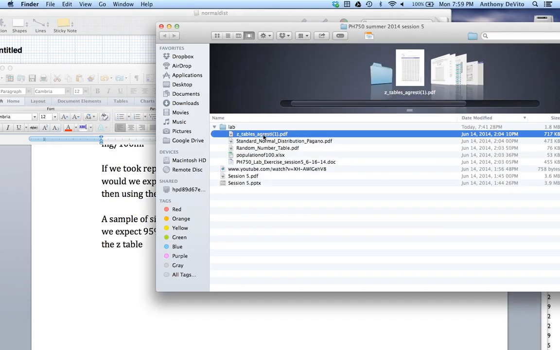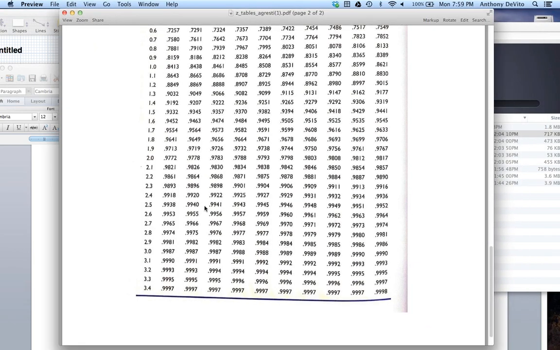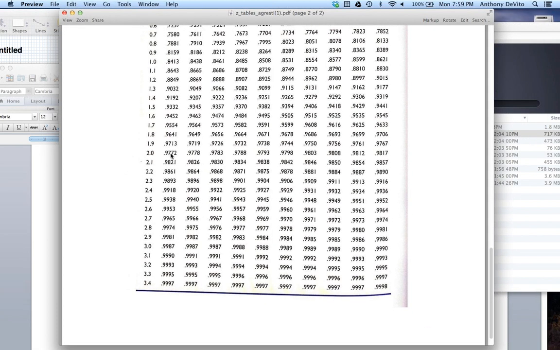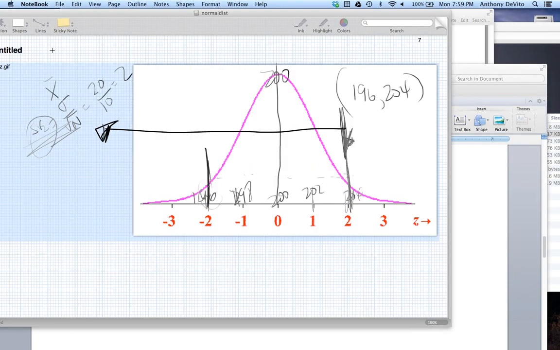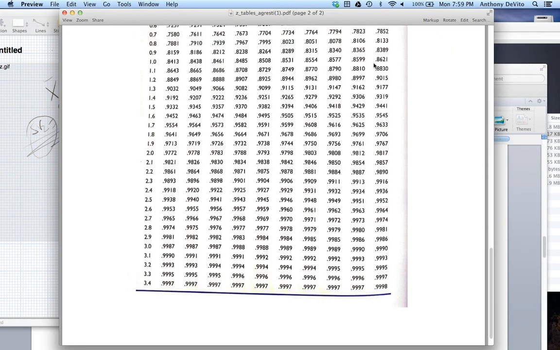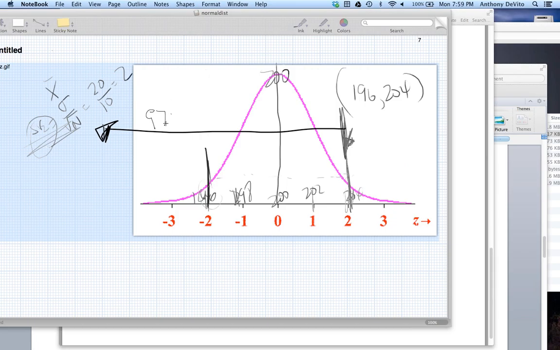Let's see where the z-table is here. Okay, let me do it this way. Okay, here's our z-table. Okay, so a z-score of 2.00 is 0.9772. Okay, now go back here. So this area from here down is 0.9772, or 97.72%, right? So that's the total area from here down.